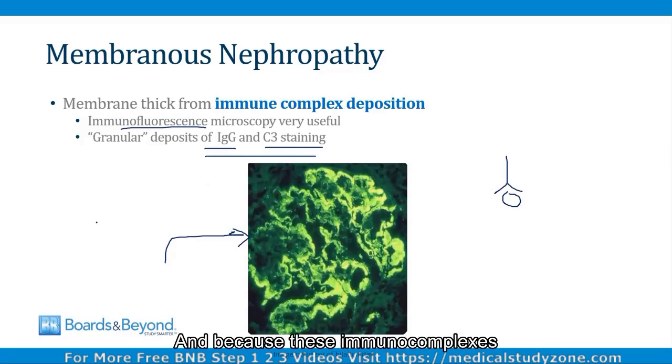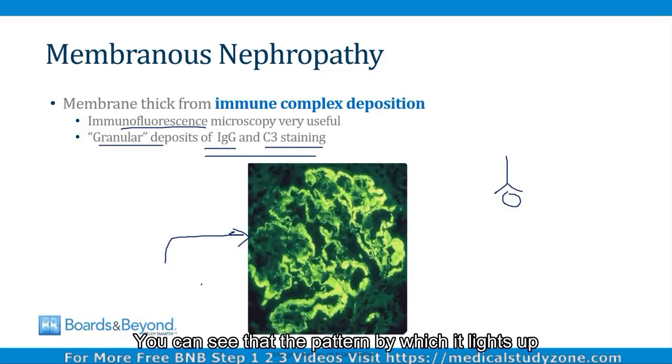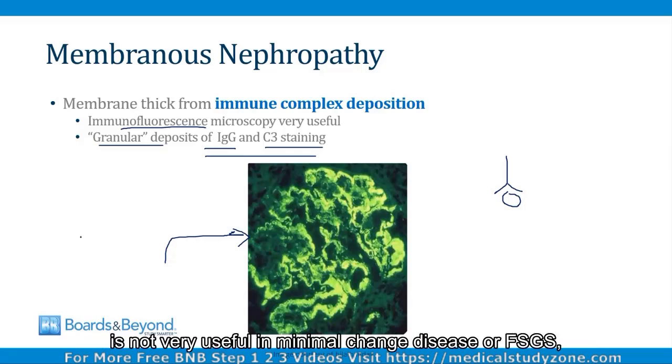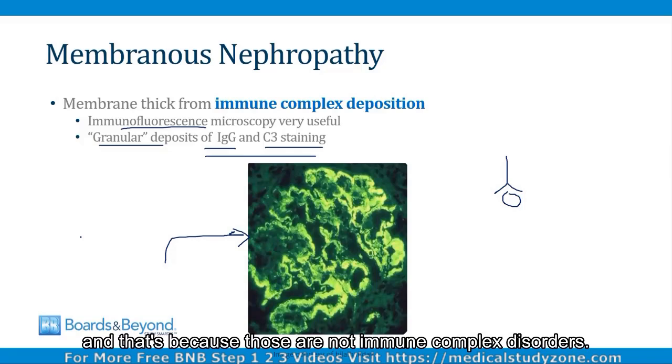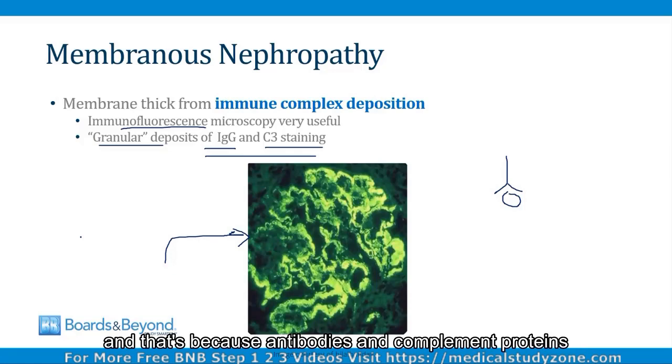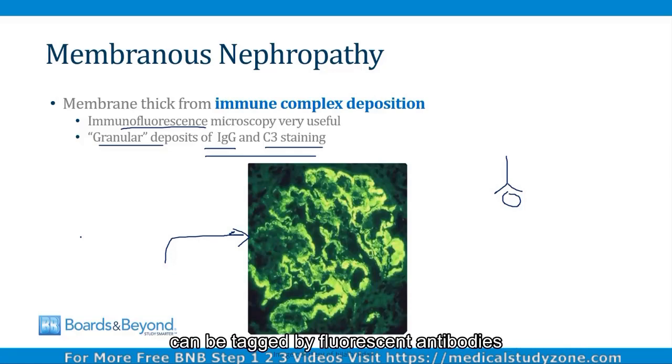And because these immunocomplexes are sort of deposited randomly here and there within the basement membrane, you get a so-called granular appearance on immunofluorescence microscopy. That's what's shown on the slide here. You can see that the pattern by which it lights up is sort of this lumpy, bumpy pattern, and that's from the random distribution of those immune complexes. And so you should note that immunofluorescence microscopy is not very useful in minimal change disease or FSGS, and that's because those are not immune complex disorders. It is useful in membranous nephropathy, and that's because antibodies and complement proteins can be tagged by fluorescent antibodies and will light up on immunofluorescent staining.